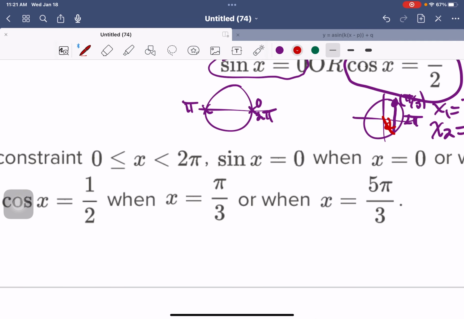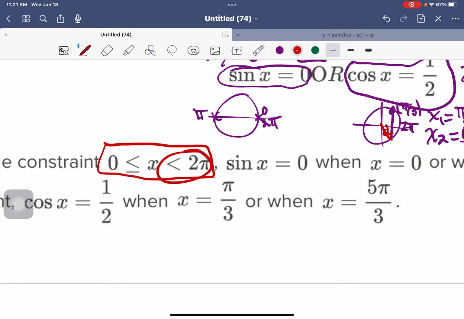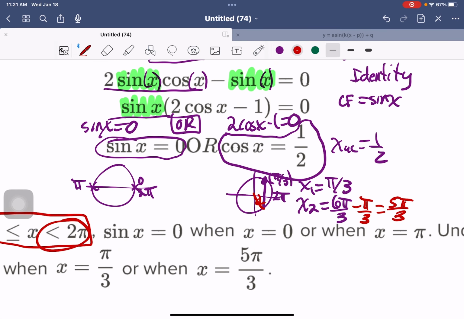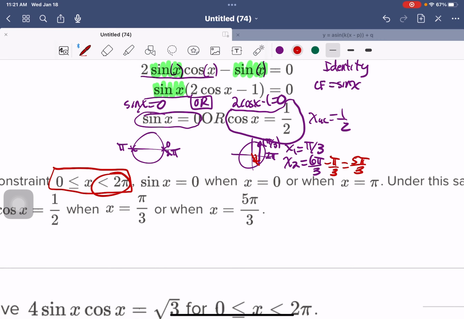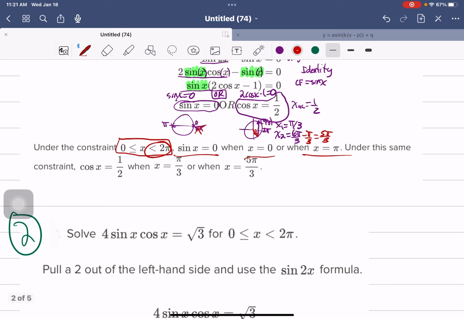Oh, I made a little boo-boo. Look at this. That was the statement for the domain. It was less than 2 pi, not less than or equal to. So I've got a solution here that does not fit. So my solutions here, 2 pi is not included. Okay, so sine x equals 0 when x is 0 or x is pi. Under the same constraint, cos x is 1/2 when x is pi by 3 or 5 pi by 3.